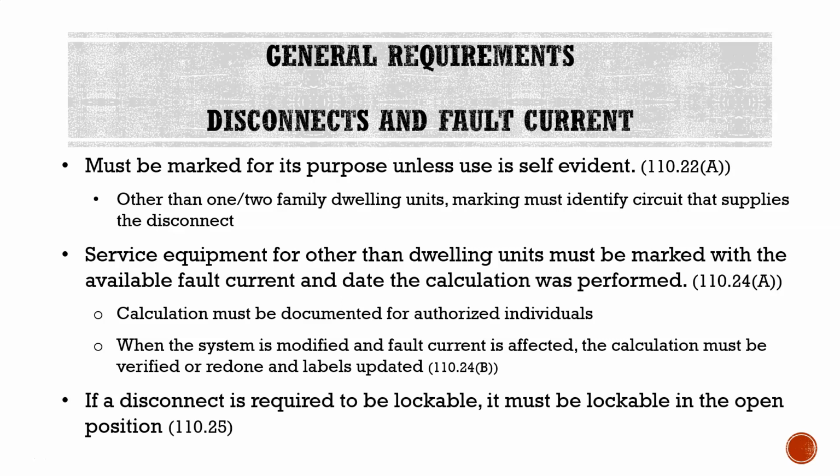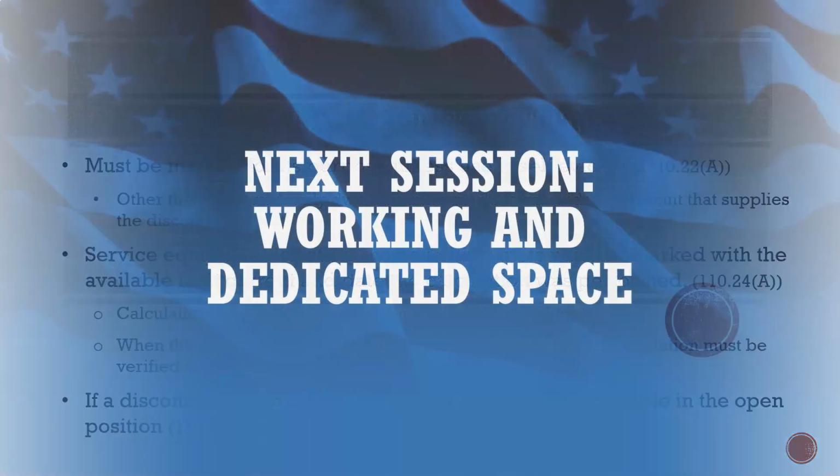And moving back to disconnects, like we were talking about in 110.22(A), if a disconnect is required to be lockable, it must be lockable in the open position. Open, as we mean in the electrical field, is that if a circuit is open, that means that circuit is de-energized. So we have to be able to lock a disconnect to where the circuit the disconnect supplies is de-energized.